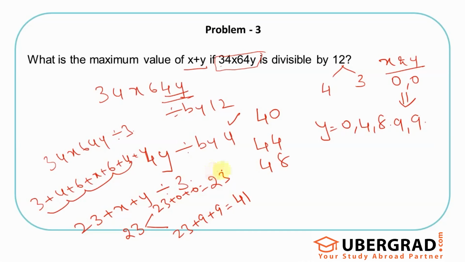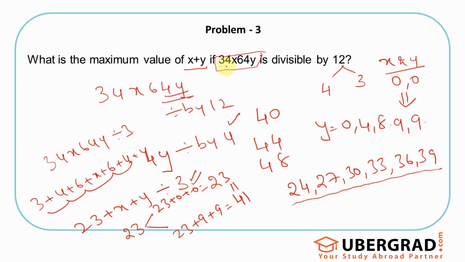So now I have to ensure that it is also divisible by 3. So what are the potential multiples of 3 in this zone? 24, 27, 30, 33, 36, 39. Right? Why did I do all of this? Because I have to ensure that this number is divisible by 12, which means it should be divisible by 3 as well. So the divisibility rule of 3 gives me that it should be 23 plus x plus y. That's the sum of digits. So x and y can be 0, 0, that's the minimum, or the maximum 9 and 9. It can't be beyond this, it can't be lesser than this. So I've just picked the multiples of 3 in this zone so that I can ensure that this number is divisible by 12.